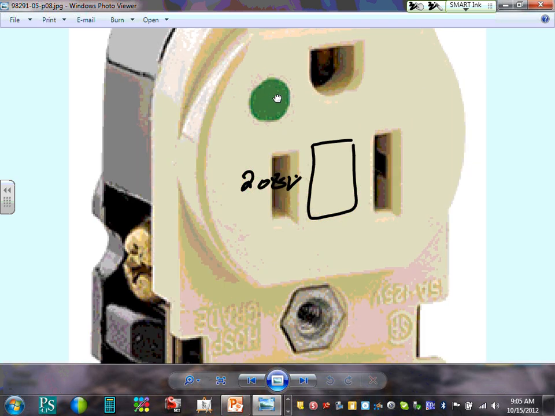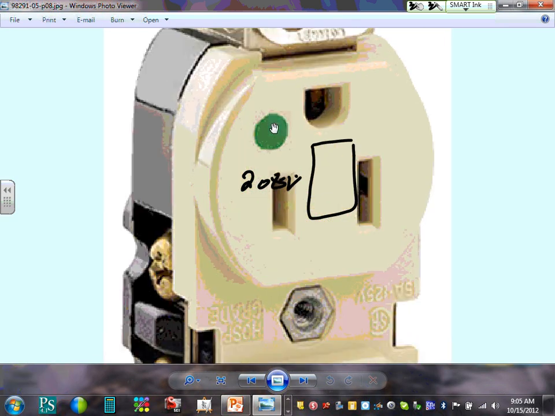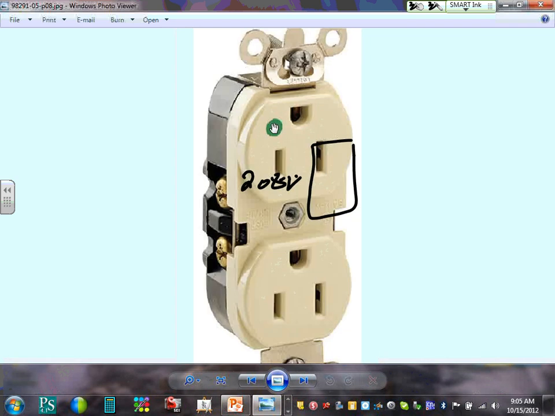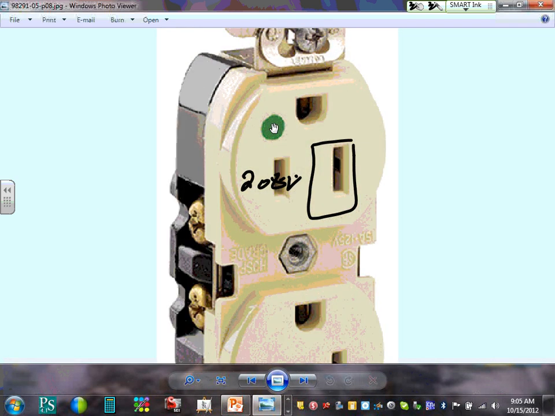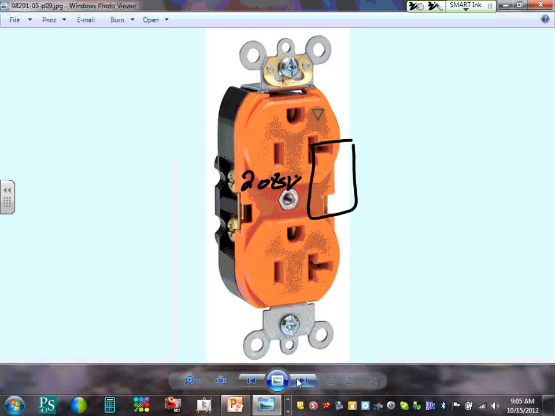Here's your hospital grade receptacle. It's always identified, typically, with a green dot like this. That's a hospital grade receptacle. It means it's robust, a really good receptacle to use. Can you guys see that? The little identification of that.